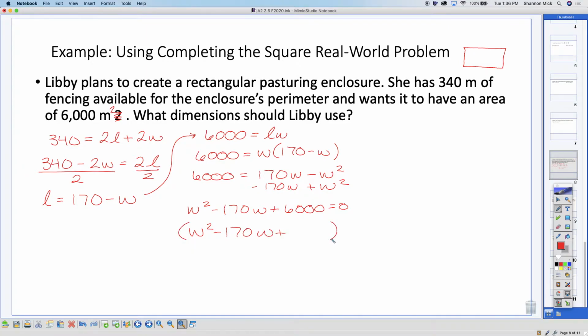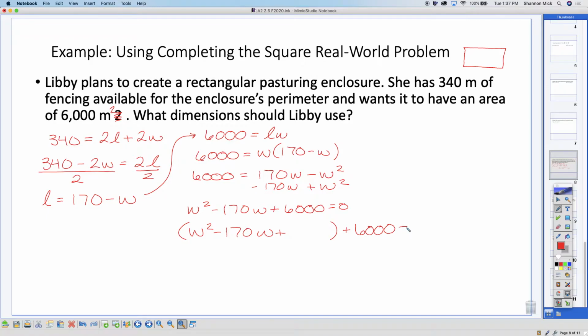Would you get a different answer if your first step was just subtract 6,000 from both sides? No, you'd have to factor out a -1. At the beginning of completing the square, if you complete the square not equal to 0, then instead of adding and subtracting, you have to add to both sides.